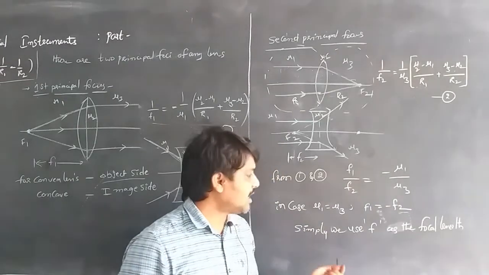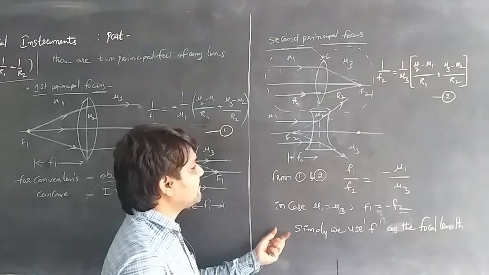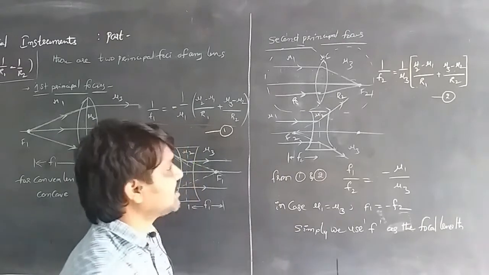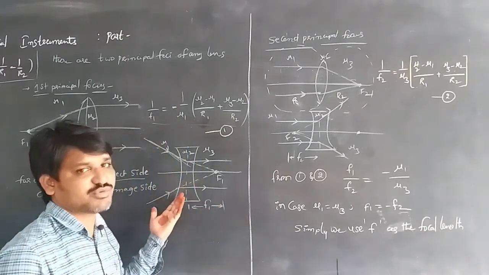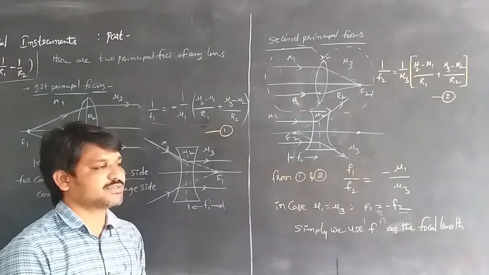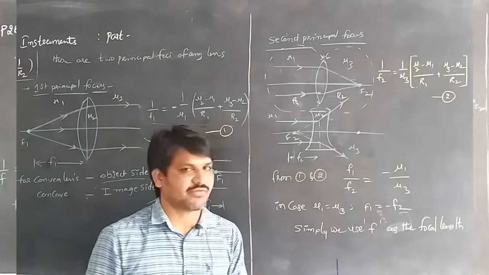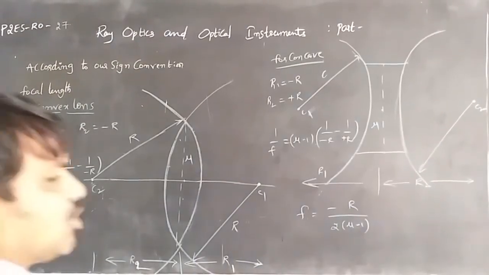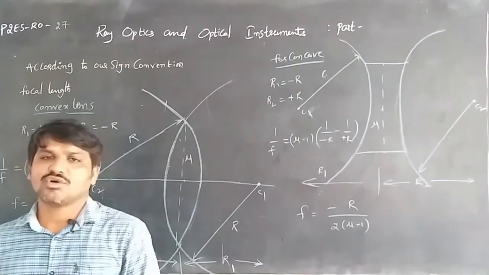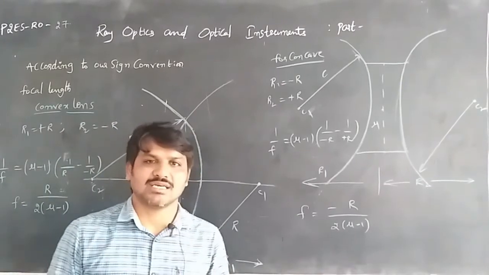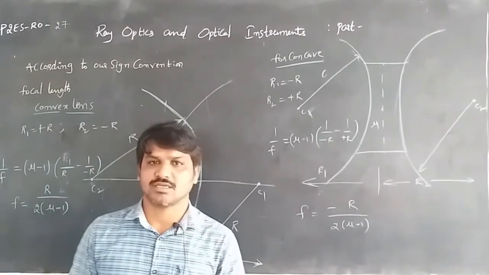Then according to this, if the different positions happen, this is the first principal focus and this is the second principal focus. When both refractive indices are the same, this will be the equation. So according to our sign convention, here are the focal lengths in the convex lens and concave lens.